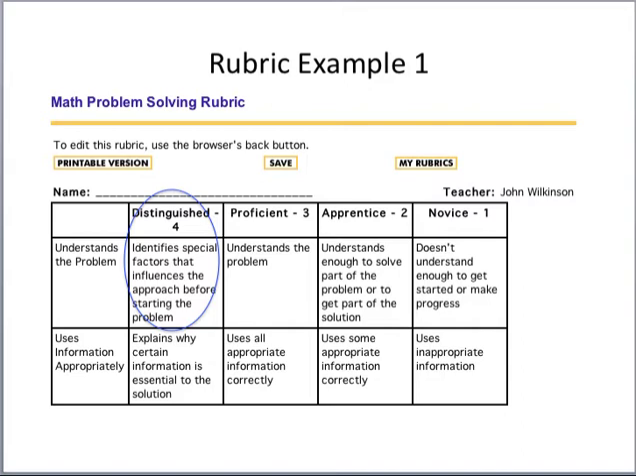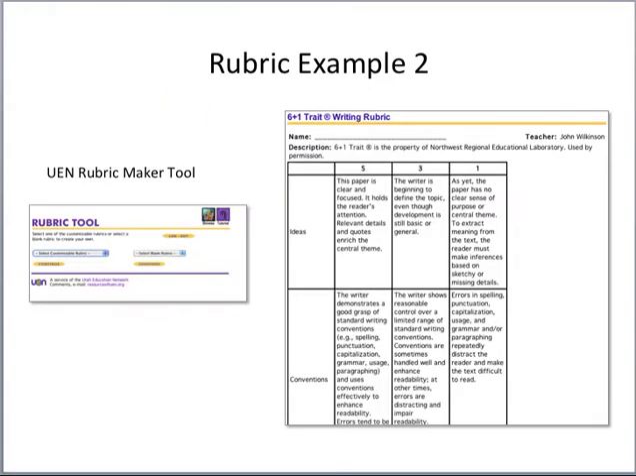So now here's one other example. This uses the 6-trait writing rubric, and this is actually available on the UEN site, so you can create it automatically using the rubric tool, and it just appears, the 6-trait writing rubric appears for you to use.